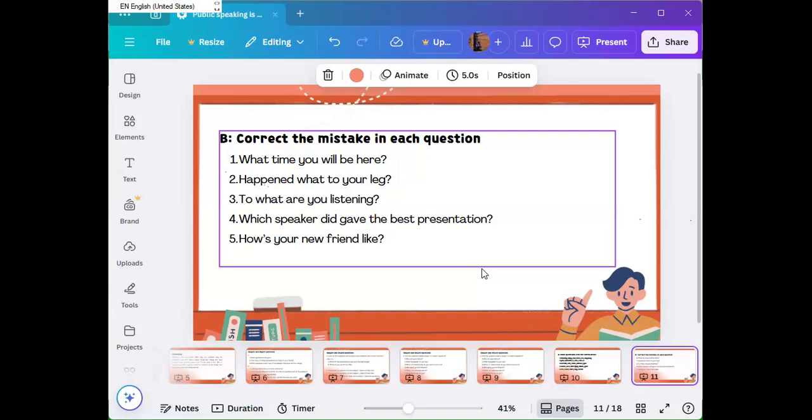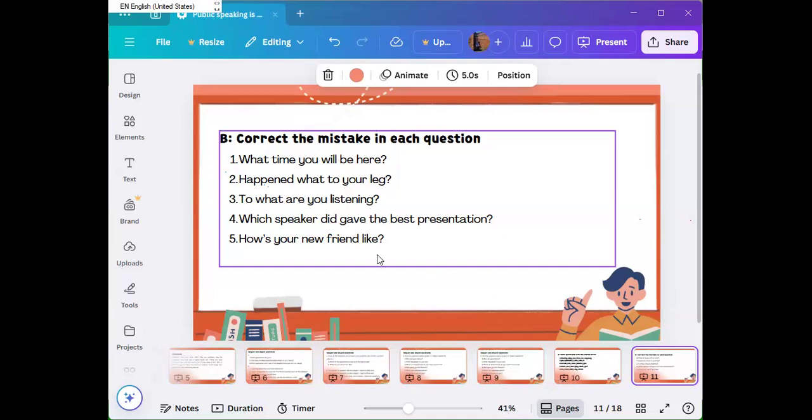Here, will is an auxiliary verb. The auxiliary verb comes before the subject. What time will you? You is the subject. So what time will, auxiliary verb before you, subject. So what time will you? Be is the main verb. What time will you be here? Very good. You have the correct answer.